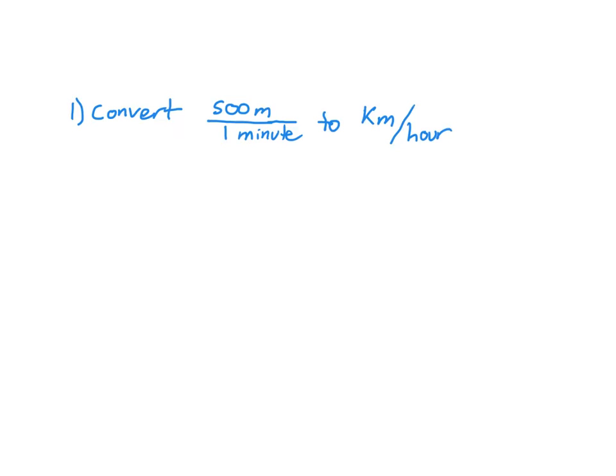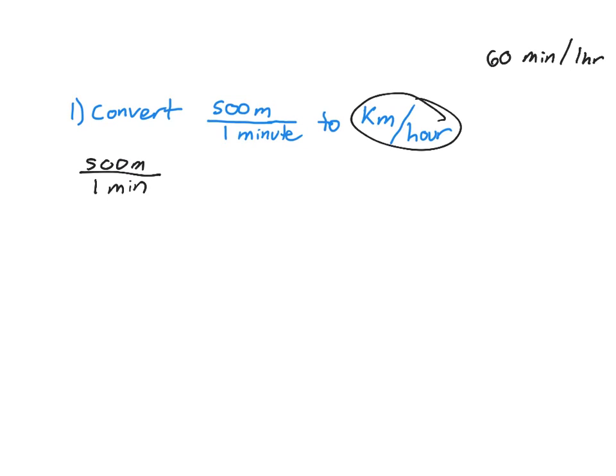Here I have 500 meters per 1 minute, and I'm looking to convert that to kilometers per hour. So 500 meters per 1 minute. And in order to do this, I need to know how many minutes per hour and how many meters per kilometer. So I know there's 60 minutes in 1 hour, and I know that there are 1,000 meters in 1 kilometer. Okay? Kilometer, kilo means 1,000. So a kilometer, there's 1,000 meters per 1 kilometer.